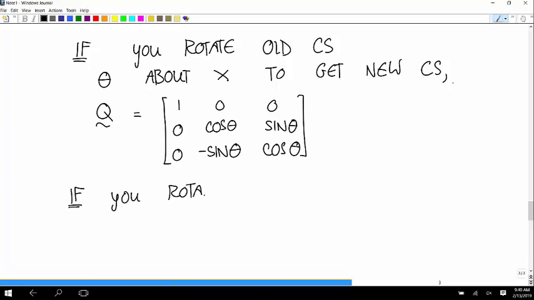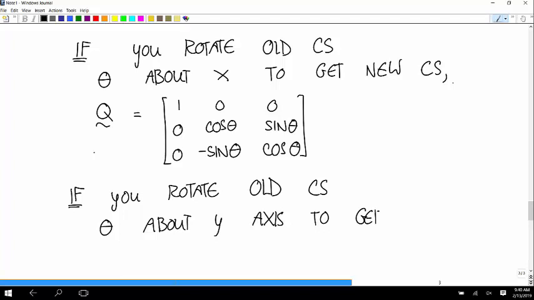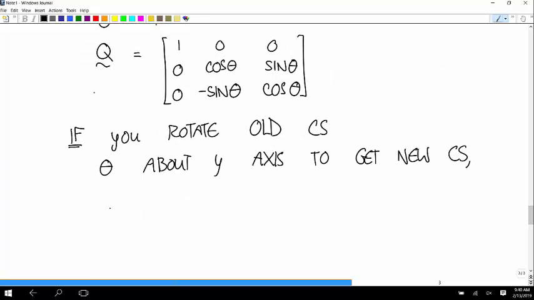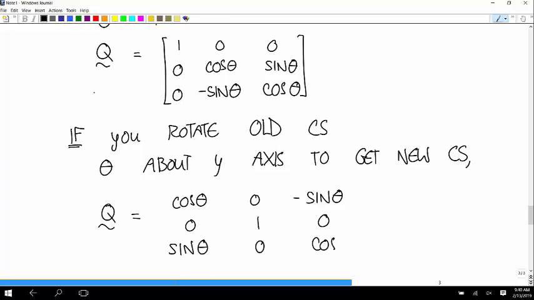If you rotate the old coordinate system an angle theta about the y-axis, sorry, I'm getting ahead of myself, to get the new coordinate system, then this rotation matrix Q is cosine theta, 0, negative sine theta; 0, 1, 0; sine theta, 0, cosine theta.